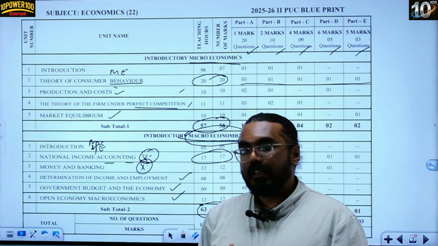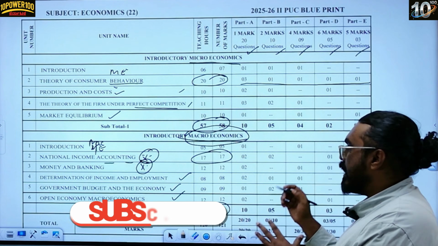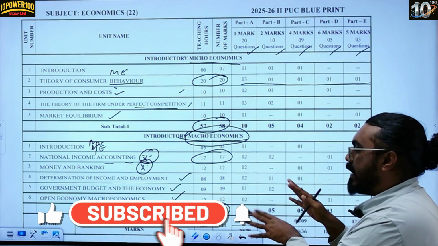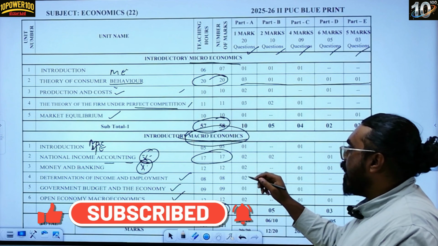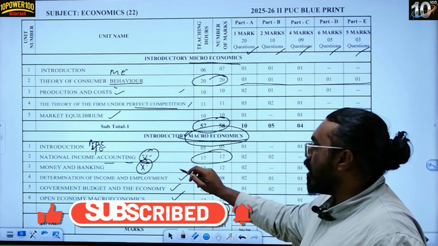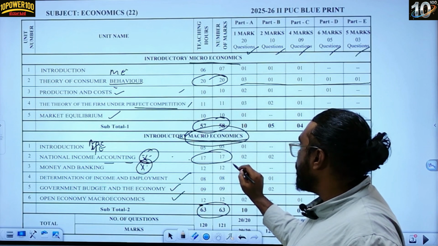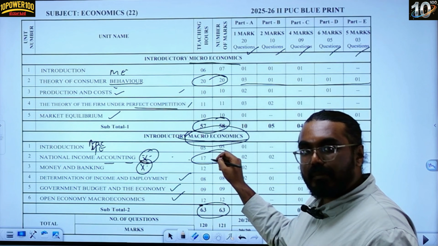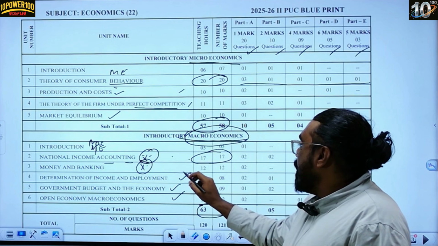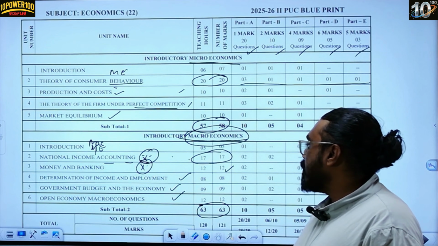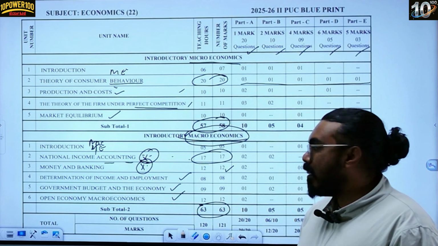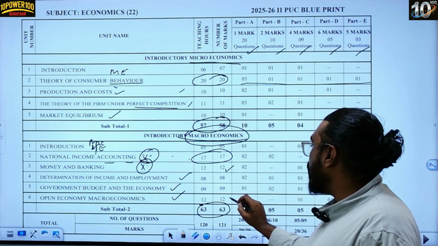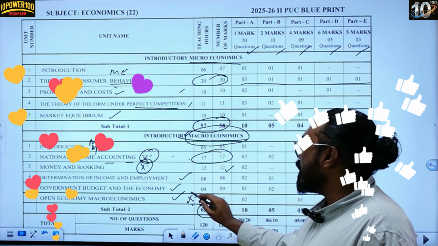If you look at macroeconomics, it looks like the distribution of marks is quite even for all the lessons. But my personal preferences will always be for this lesson. Do put a little bit more stress on these lessons. Money and banking is another lesson that I would think you should be focusing on. Of course, open economy macroeconomics also seems to play an important role here as well.